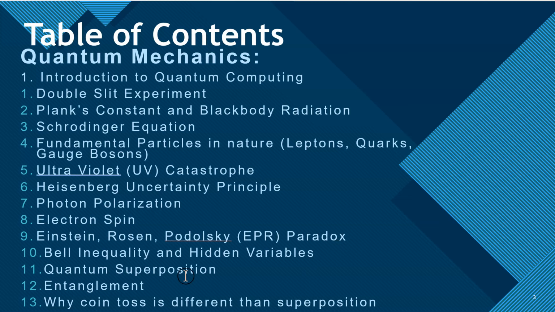So we will discuss quantum superposition, because that is being used in quantum computing, and entanglement. These two are the ones that quantum computers use. And then I will talk, in many situations, people discuss quantum computing or quantum mechanics using a coin toss. But I will discuss why it is wrong. It's a wrong example to give for quantum superposition.